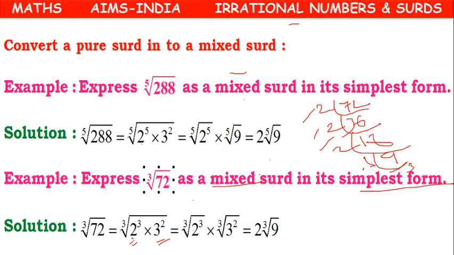Cube root of 2 cube into 3 square. Now cube root we can take separately. Cube root of 2 cube, cube root of 3 square. So cube root and cube get cancelled. 2 is remaining.